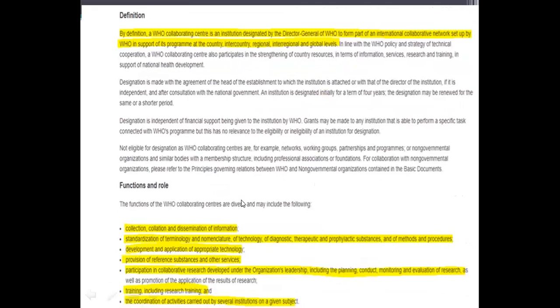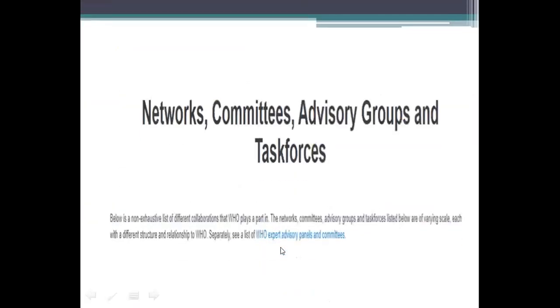Functions and roles of collaborating centers include collection, correlation, and dissemination of information; standardization of terminology and nomenclature, technology, diagnostic and therapeutic substances; provision of reference substances and other services; participation in collaborative research; training, including research training; and coordination of activities carried out by several institutions. Networks, committees, advisory groups, and task forces.